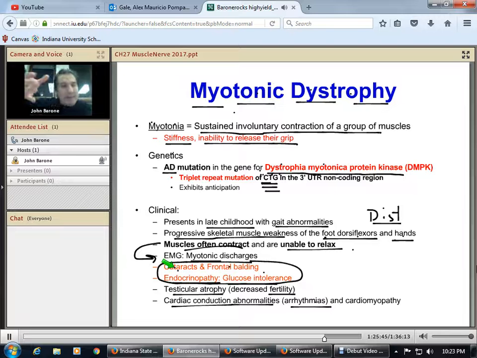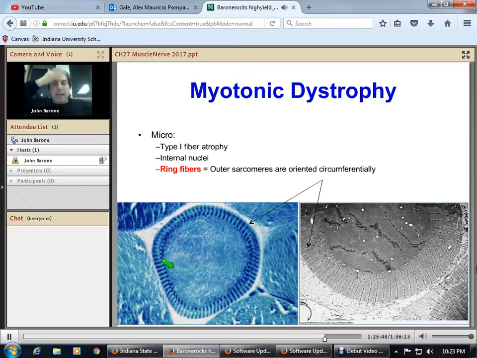So I can't release your grip, and I'm getting balding, cataracts, and type 2 diabetes. That's myotonic dystrophy. Now, here's the key feature under the microscope. Because again, your muscles are breaking down, CPK is high, we're doing a muscle biopsy. Here's what we're going to see.